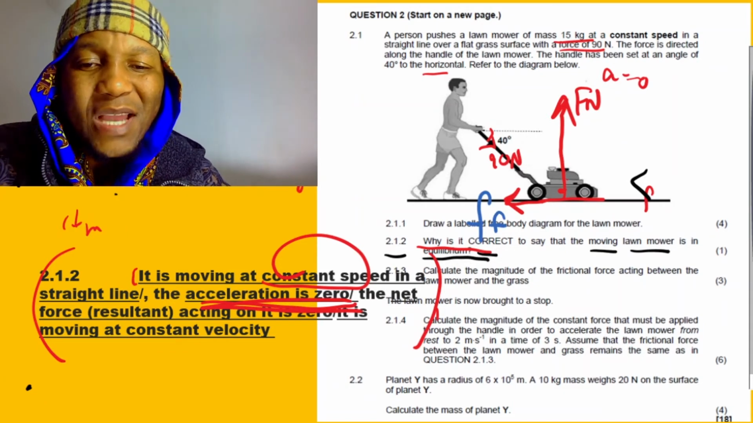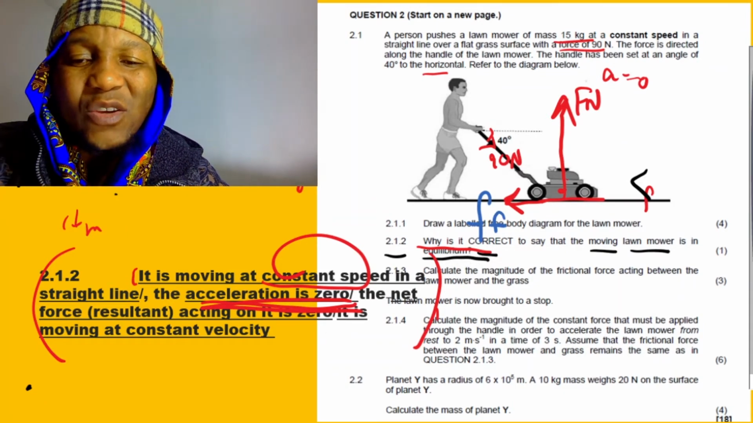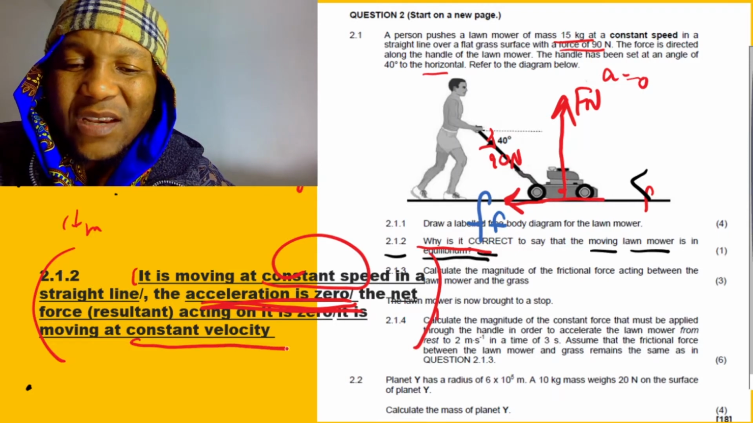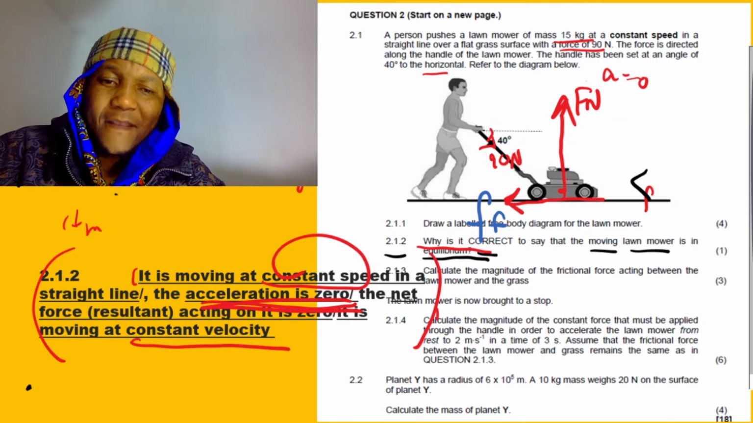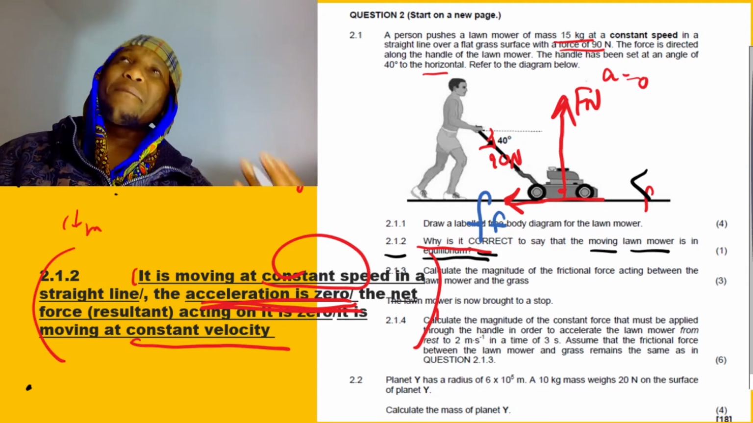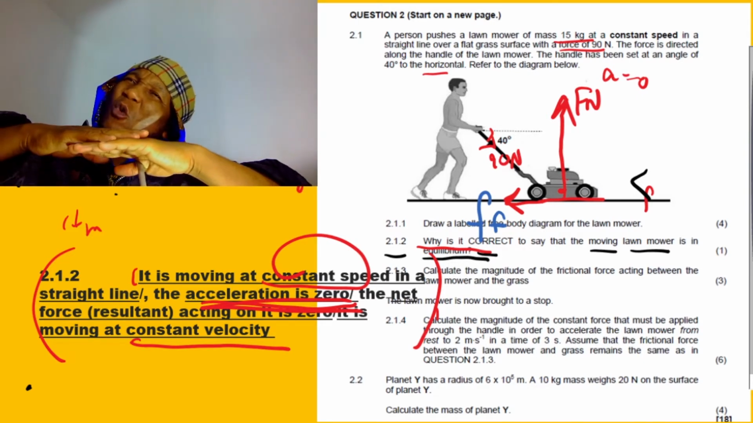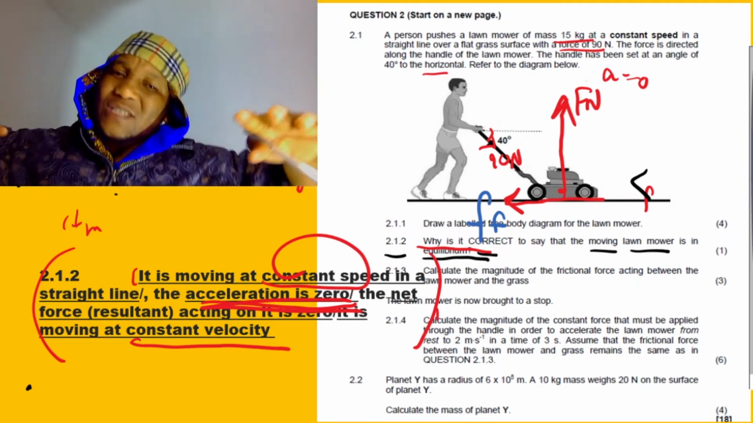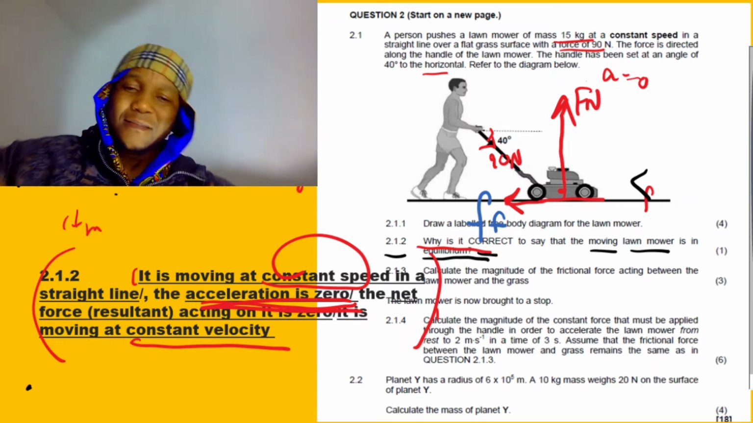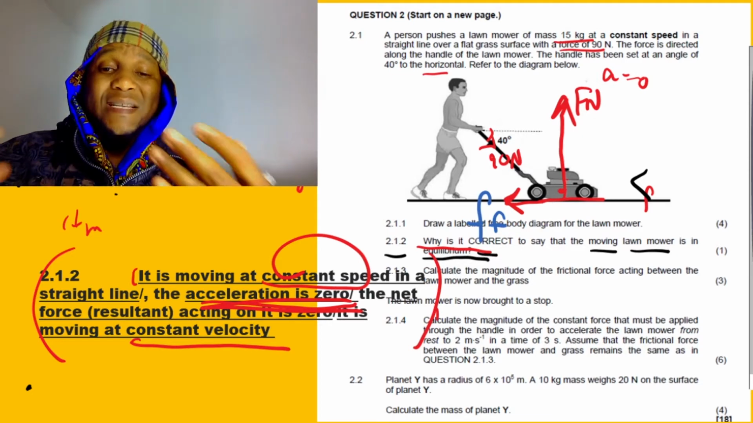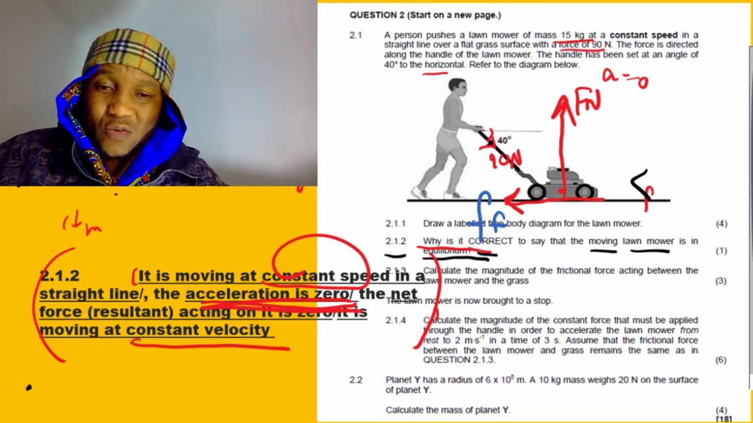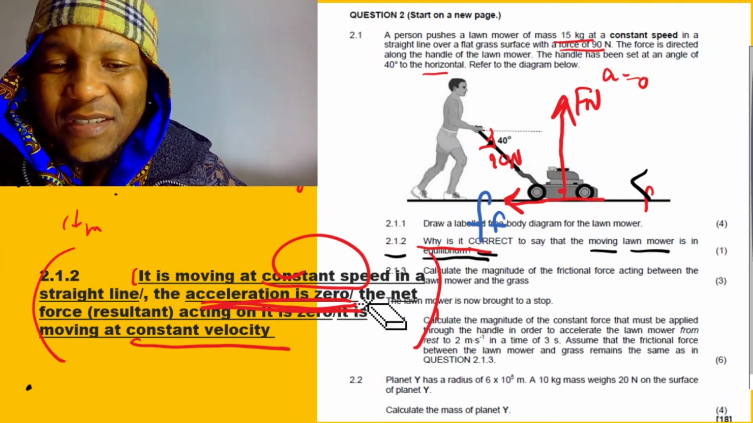Or sometimes you can say net resultant force equals 0, or you can say it moves with a constant velocity. It's the same thing. Should I break it down slowly? So at equilibrium, what does that mean? We know it's going to be moving at a constant speed or constant velocity. But when anything is at a constant velocity, it means acceleration equals 0. That's all. So that's what I say here in definitions.